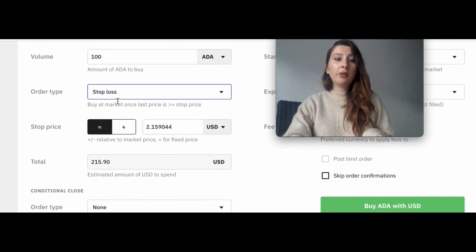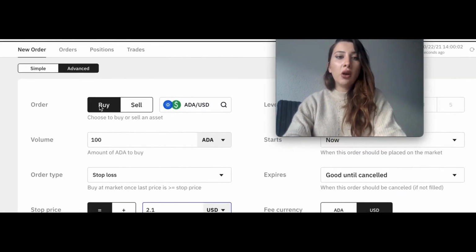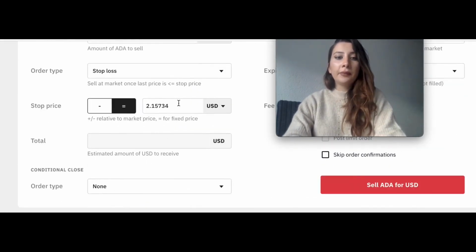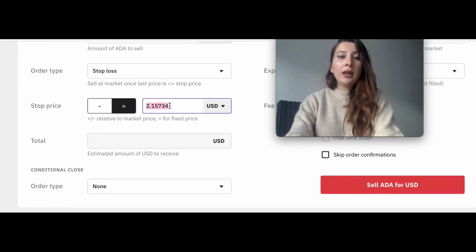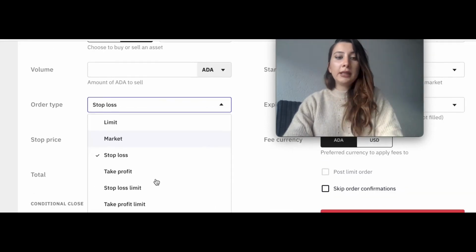You can put a stop loss and then you indicate the stop price. So if the ADA price comes to 2.1, then you want Kraken to sell all of your ADA at this price, and the sell ADA order will be activated as soon as your price goes to 2.1. That's what it means with take profit.